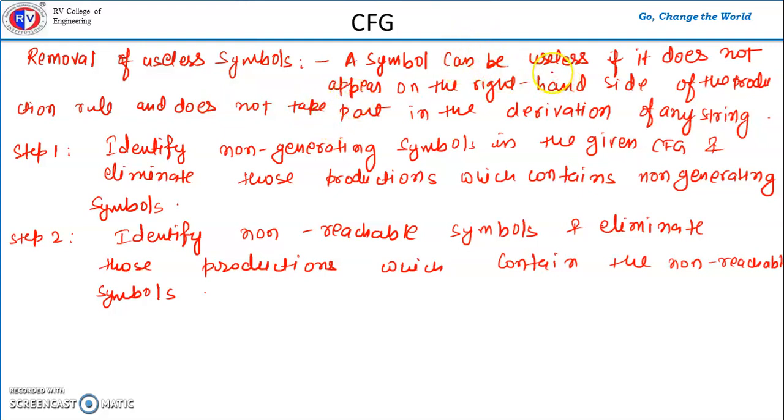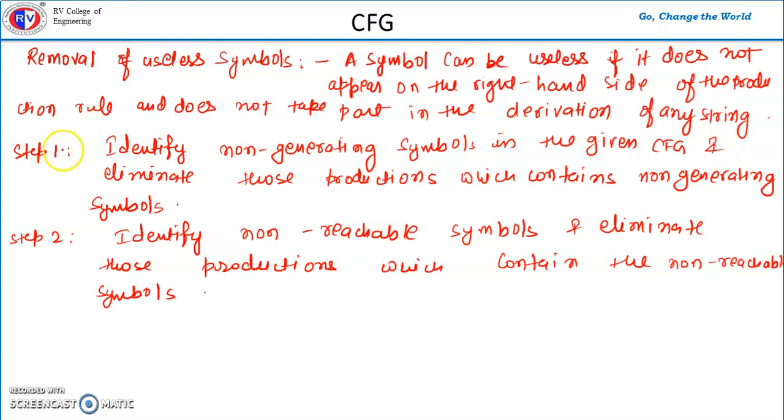A symbol can be useless if it does not appear on the right hand side of a production rule and does not take part in the derivation of any string. So if it is not taking part in the derivation of any string, or if it is not appearing in the right hand side of any production, we will say that a symbol is useless. Now we will see how to remove the useless symbol from the given context free grammar.